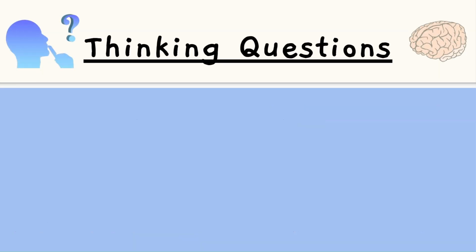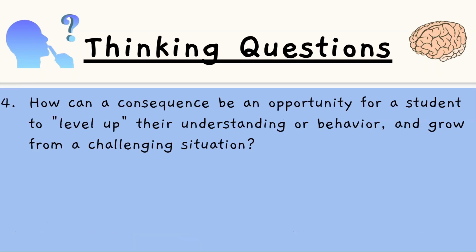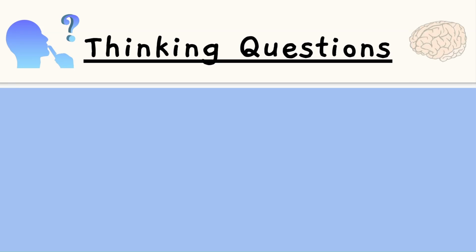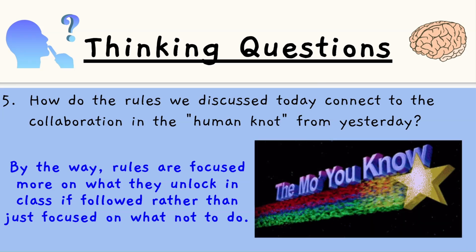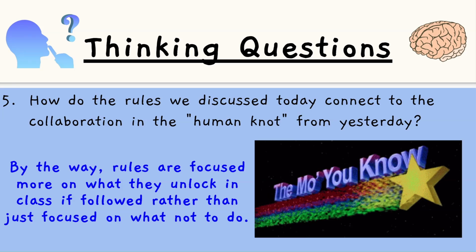Question 4. How can a consequence be an opportunity for a student to level up their understanding or behavior and grow from a challenging situation? Question 5. How do the rules we discussed today connect to the collaboration in the human knot from yesterday? By the way, rules are focused more on what they unlock in class if followed, rather than just focused on what not to do.